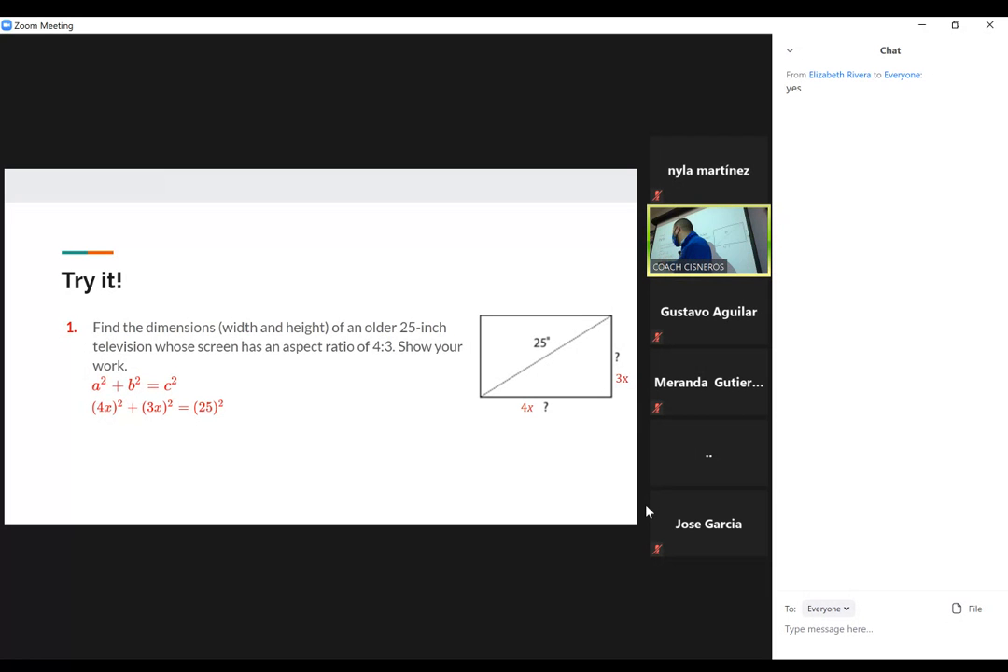So it'll be 9x plus 9x squared. And then what's 25 squared? 625.